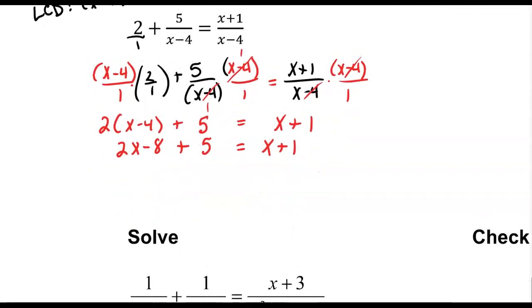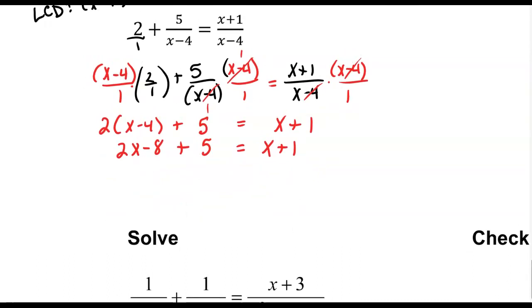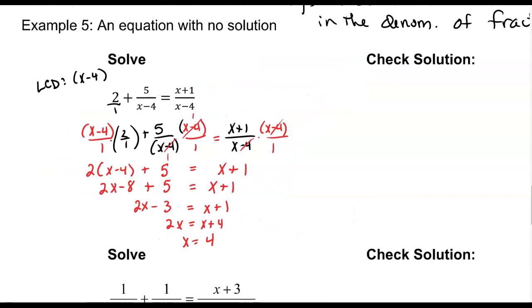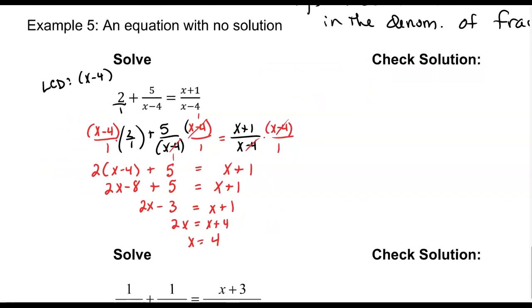Are we in simplest form yet? On the left side? No, because we have to combine like terms. So we get 2x minus 3 is equal to x plus 1. Now we're in simplest form on both sides. We keep solving. We add the 3 over, so we get 2x is equal to x plus 4, and then we subtract x. We get x is equal to 4. All right, so far it looks pretty. Do you guys agree? Look what happens when we plug it in.